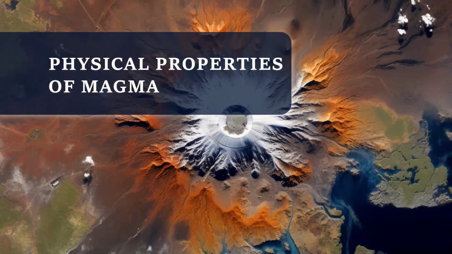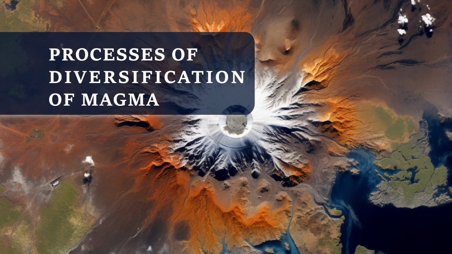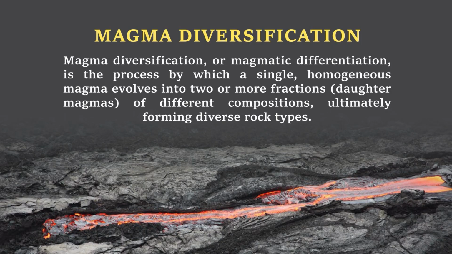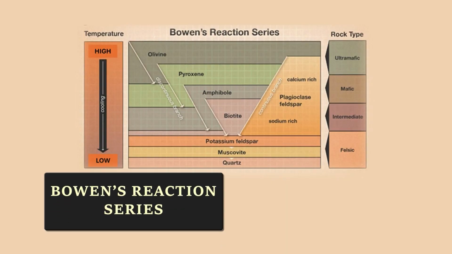In the earlier video, we discussed the physical properties of the magma. Now, you will get acquainted with the processes of diversification of magma in this video. Let us define magmatic diversification, or magma diversification, or magmatic differentiation. This is the process by which a single or homogeneous magma evolves into two or more fractions of different composition, ultimately forming diverse rock types. Before we initiate the discussion, let us get acquainted with Bowen's reaction series.